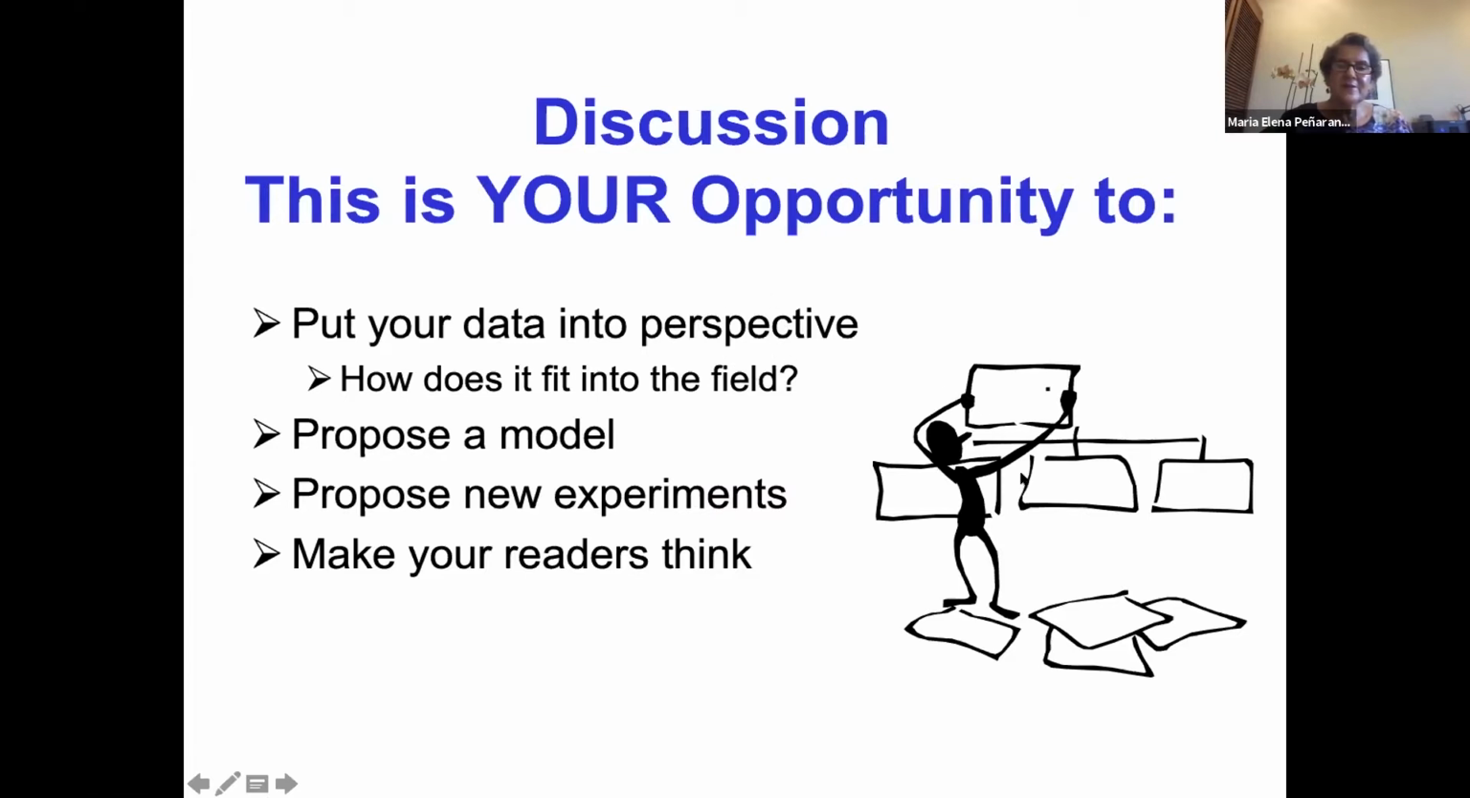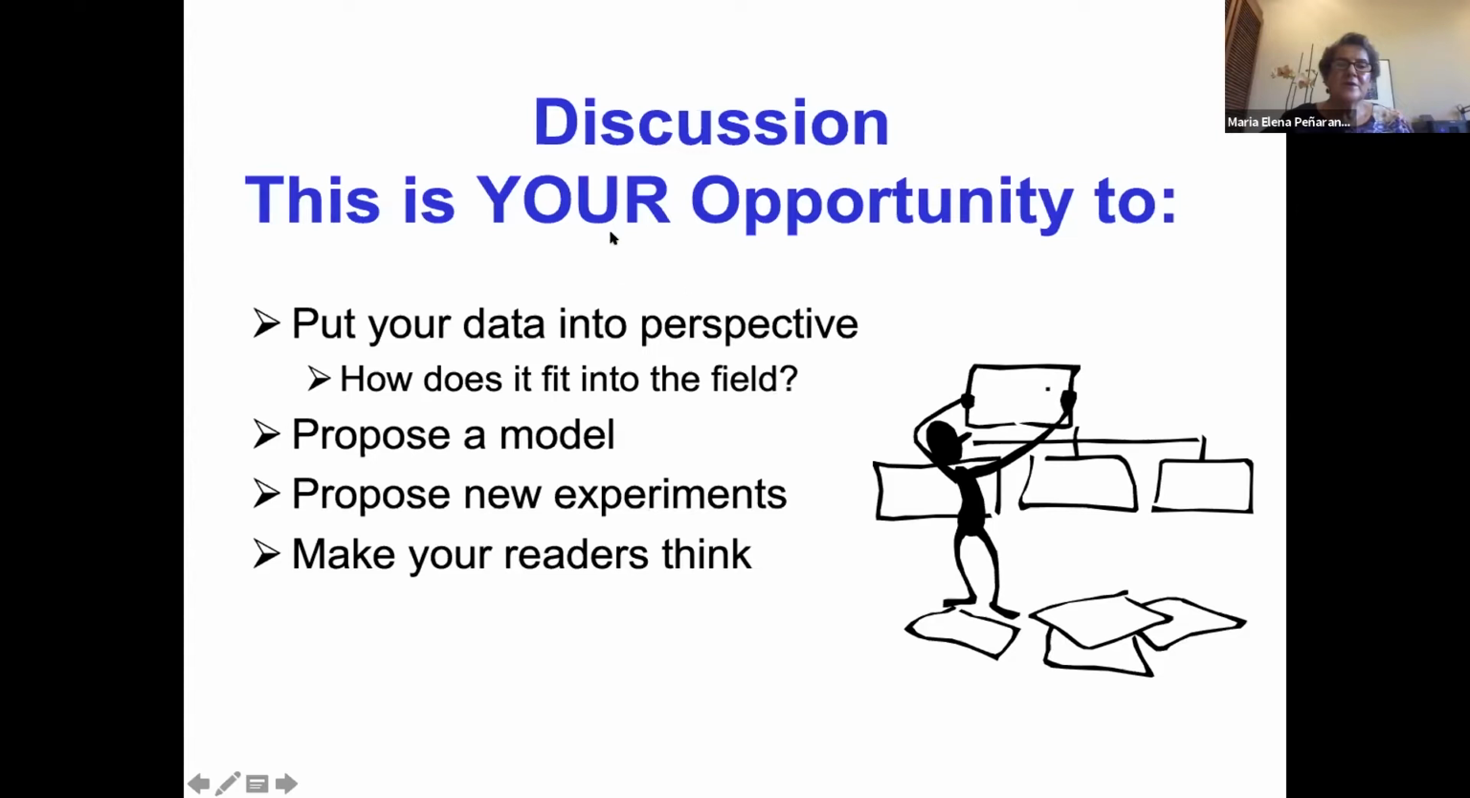So that's where the tree of arguments helps, because here it is almost a tree of argument. You can propose a model of how things work, how you interpret or think things work. You can propose new experiments at the end, and you can make your readers think about what it all means.